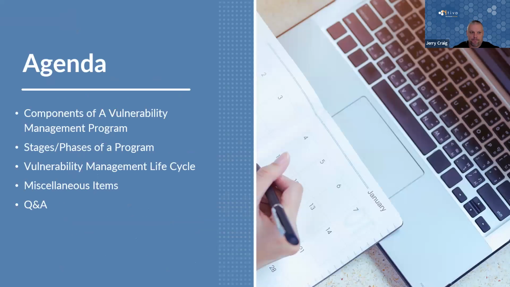Today we're going to talk about a couple items, kind of the components of a vulnerability management program, understanding that this is more than just simply scanning. It's an actual program within your security program, the stages and phases of the program, a vulnerability management lifecycle. Pretty much everything, whether it's software development, system development, system replacement, whatever, they all have a life cycle. Vulnerability management is no different. A few miscellaneous items, and then some Q&A.